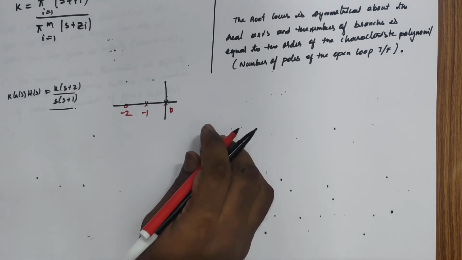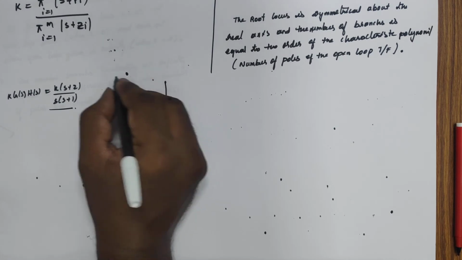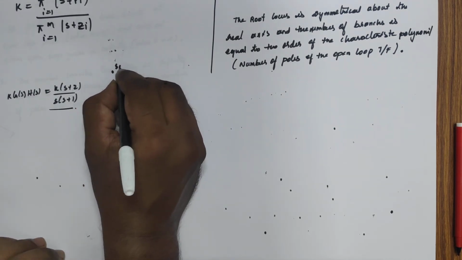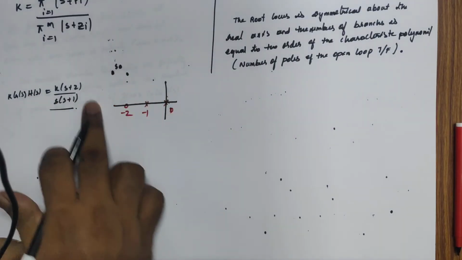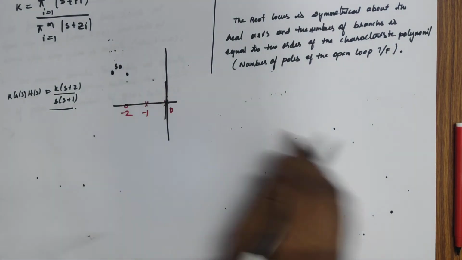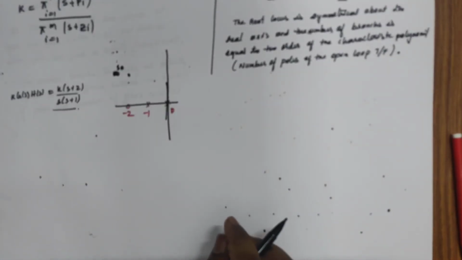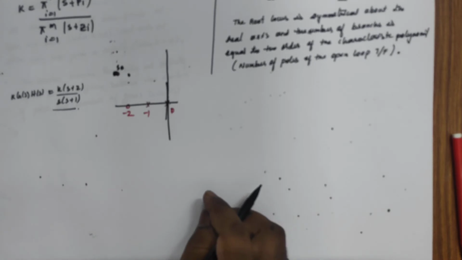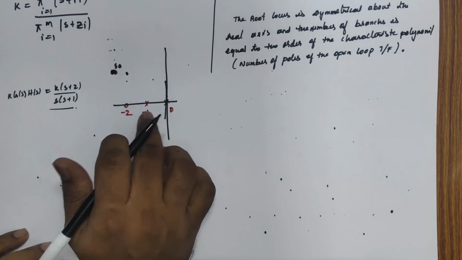Now I want a root locus to come. Let us say this is my point s0. I want to make sure that this point s0 is on the root locus, okay. So my point s0 should be in the root locus.